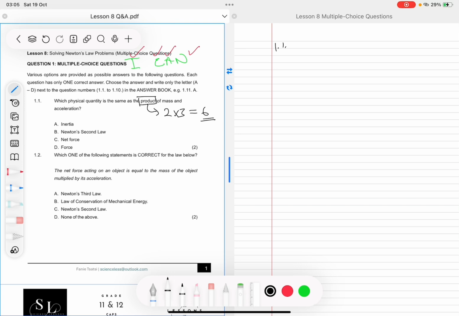So in this question, they tell us the product of mass, meaning we multiply mass and acceleration, what do we get? We get the net force. So it means our answer here cannot be inertia, cannot be Newton's second law. It cannot just also be a force, because remember, there's a difference between a force and a net force. If you look at lesson 1, we actually talk about those two. So our answer here would be C.